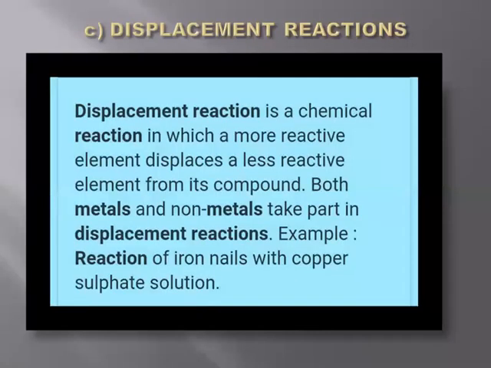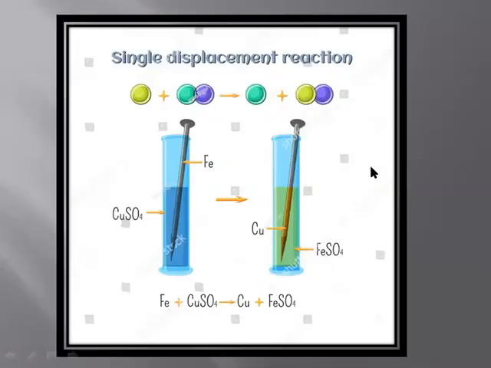The third reaction is the displacement reaction, a reaction in which a more reactive element displaces a less reactive element from its compound. Both metals and non-metals take part in displacement reactions. For example, the reaction of iron nails with copper sulfate solution. This can be represented with this diagram.